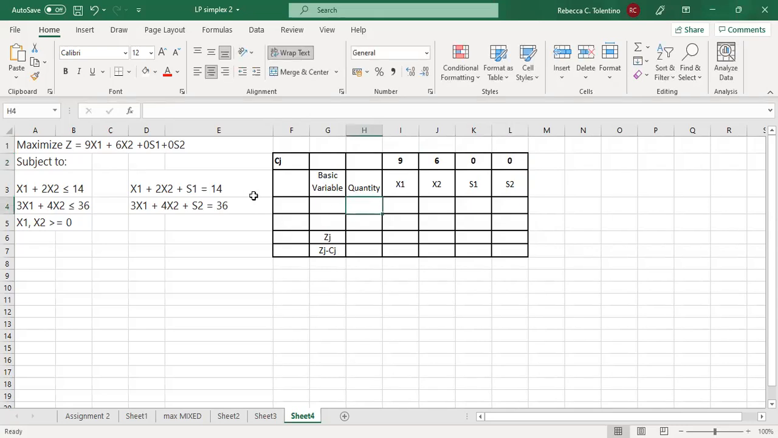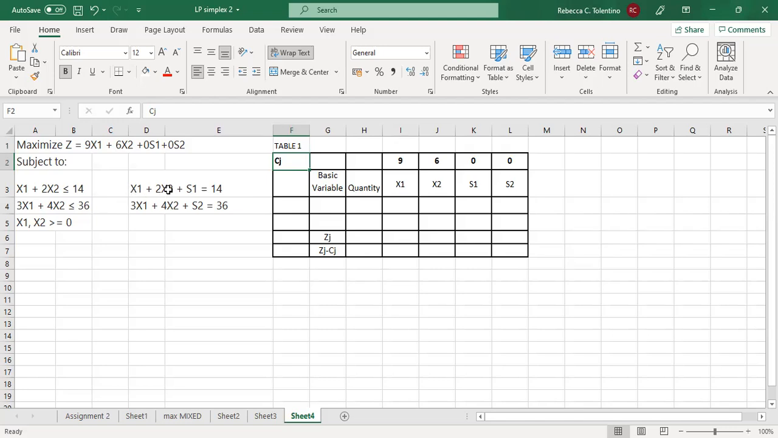So after the labels, the basic variable, the labels for the columns, the next would be the body of the simplex table. Each constraint will have a row in the body of the simplex table. So this first row here is allotted for the first constraint. I mentioned earlier that in table 1, you start with 0, 0, so the origin.